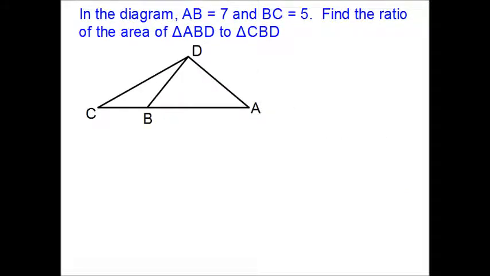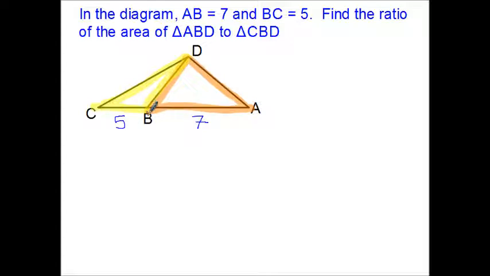So here's our next example. In the diagram, AB is 7, so I'm going to mark it in. BC is 5. We're going to find the ratio of the area of triangle ABD to triangle CBD. Okay, so here we go. We don't have a lot of information here. Here's what we know. The base of my first triangle is 7. The base of my second triangle is 5.